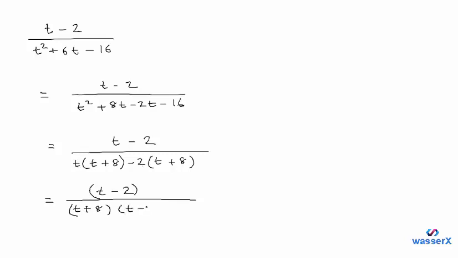So there you go. You have a common factor between the numerator and the denominator. Cross them off. There's a 1 here. So the answer is 1 over t plus 8. That's the simplified form of this fraction.